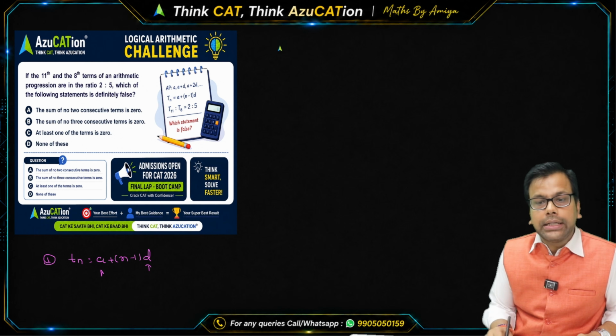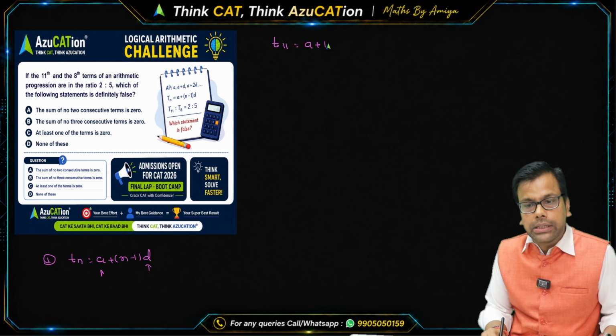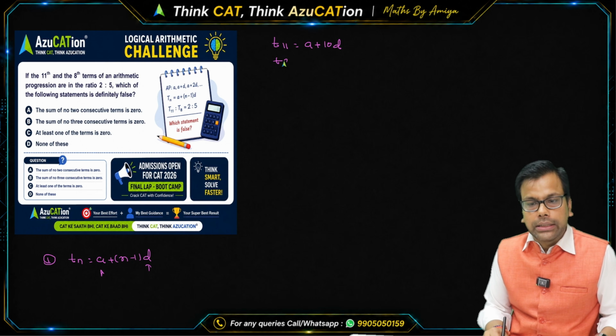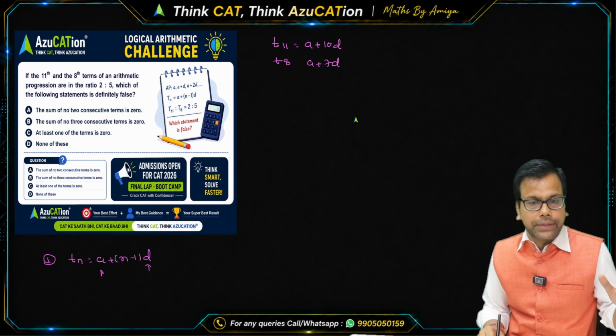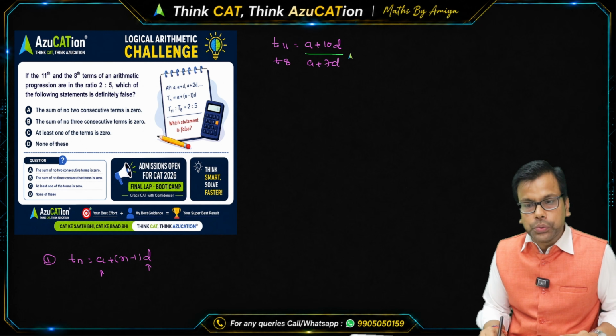So we have T11. With this basic formula, we can say T11 is a plus 10d. Now we have T8, and T8 is a plus 7d, if that is perfectly fine with you. And as per the question, the ratio of these two is given as 2/5.